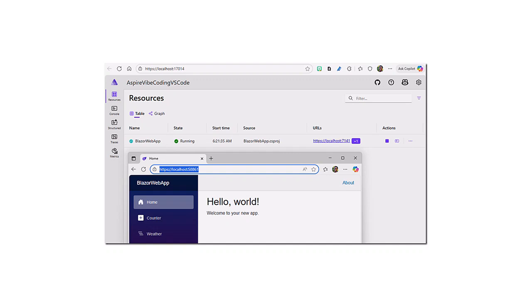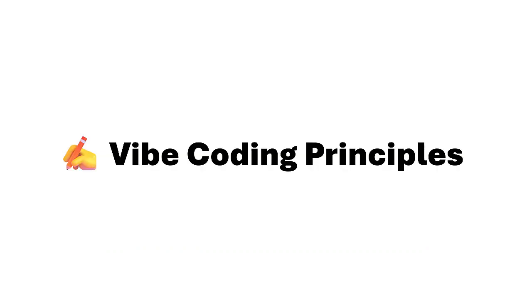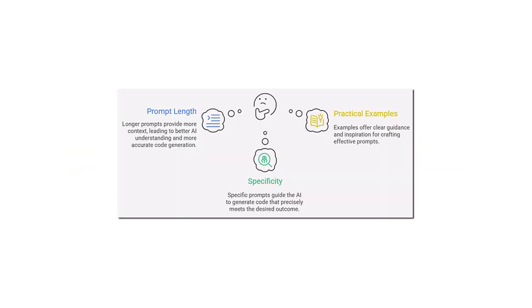And then the Aspire framework will open up in the web browser, and then it will automatically launch the Blazor Web App. Now we're ready to use vibe coding to create the application. But first, let's look at some vibe coding principles.